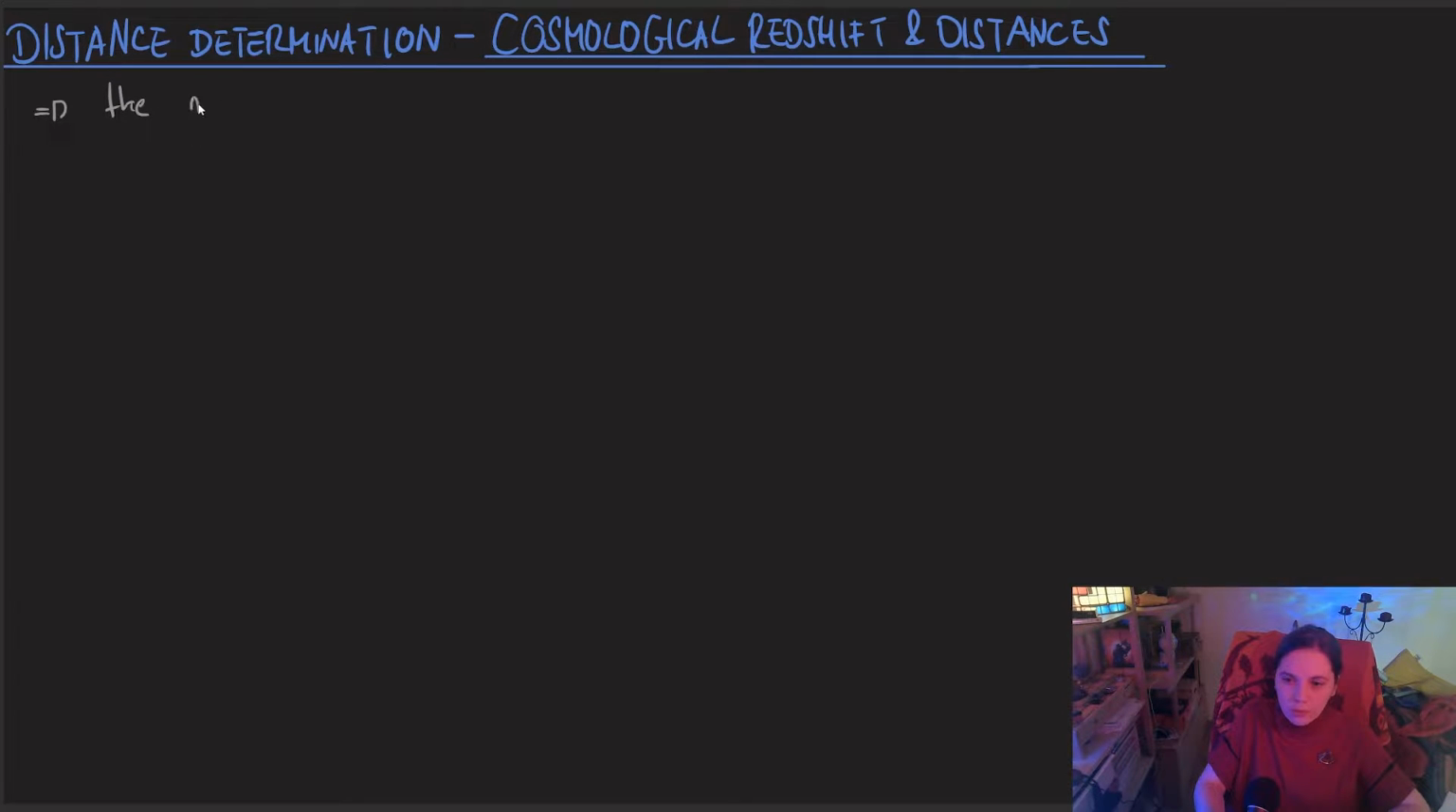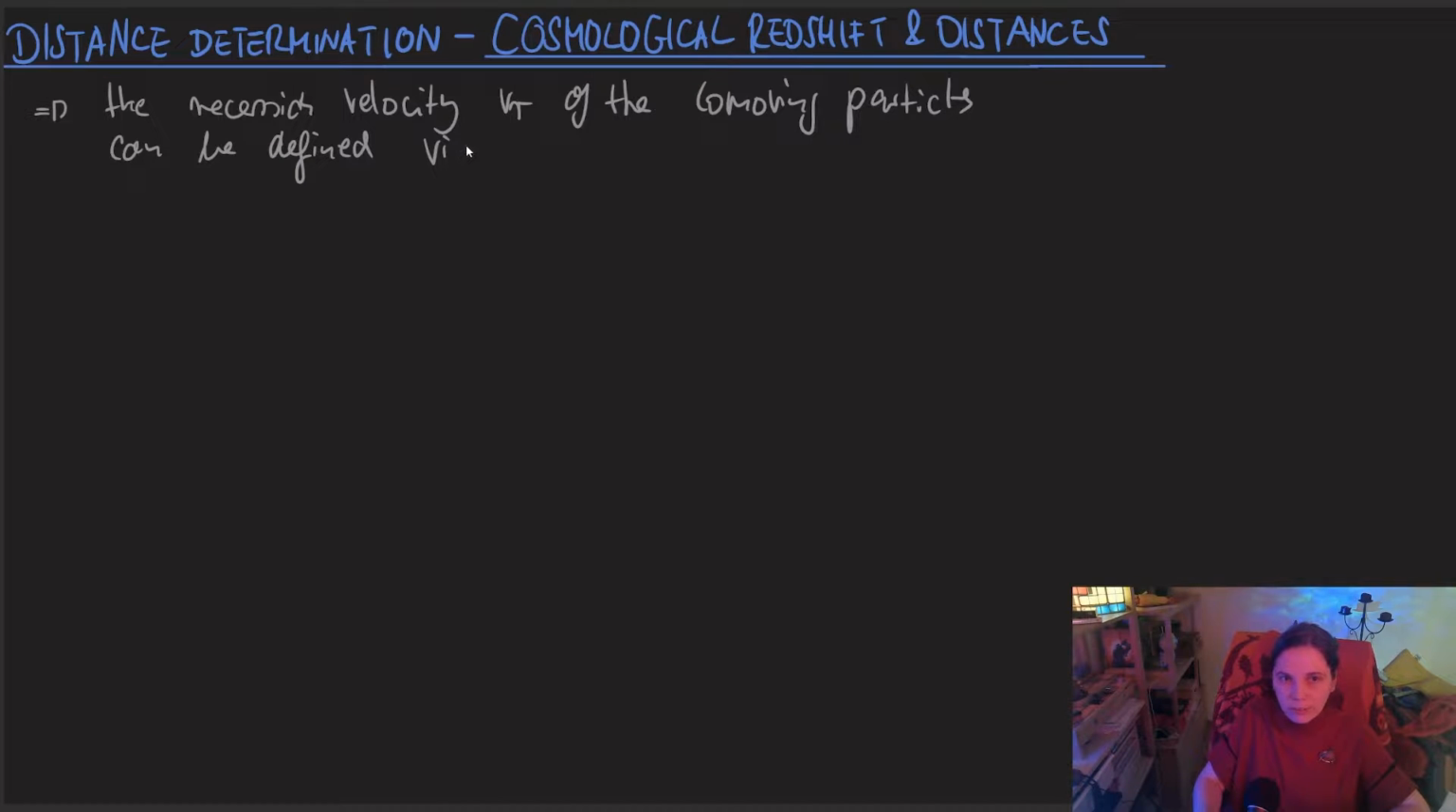The recession velocity, or radial velocity, in this case V_R, of the comoving particles can be defined via the Hubble parameter. This H(t) is a function of time, and it is the time derivative of the scale factor divided by the scale factor. For people who have never seen this, a dot on top denotes the time derivative.